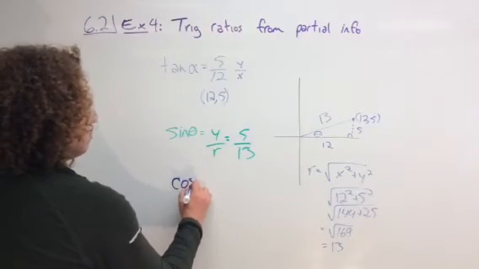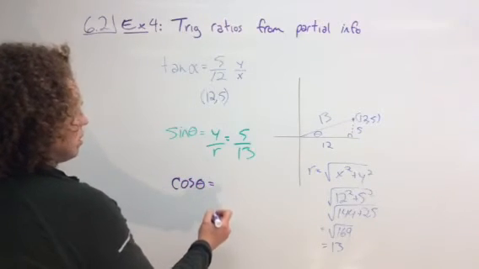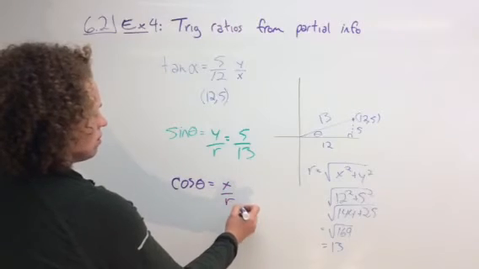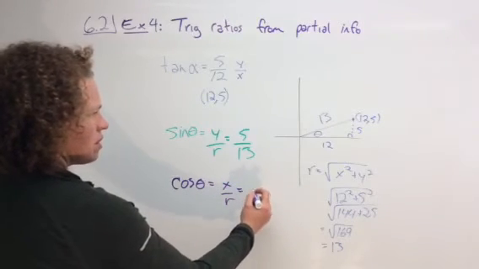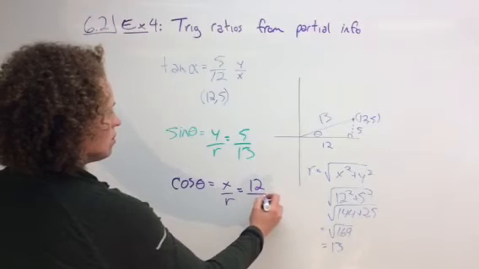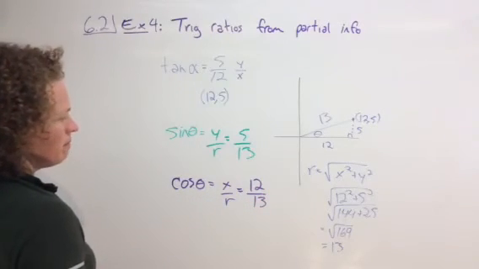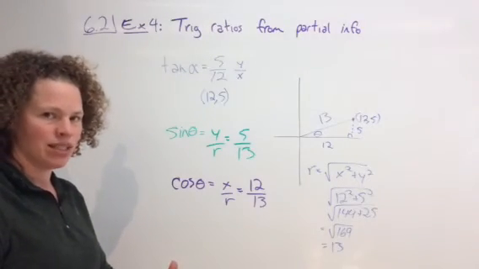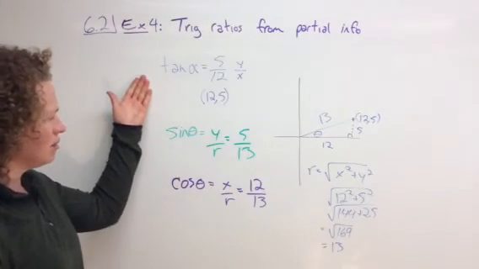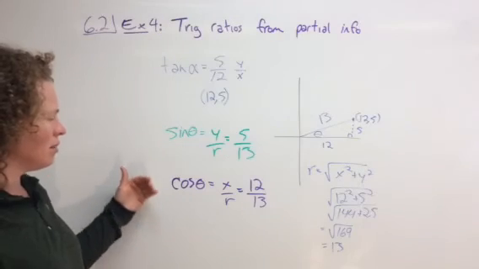Cos is the other one. Cos is x over r. So we use the x value over our newfound r value, and bam. Done. We've got tan, which they gave us. We've got sine, and we've got cos.